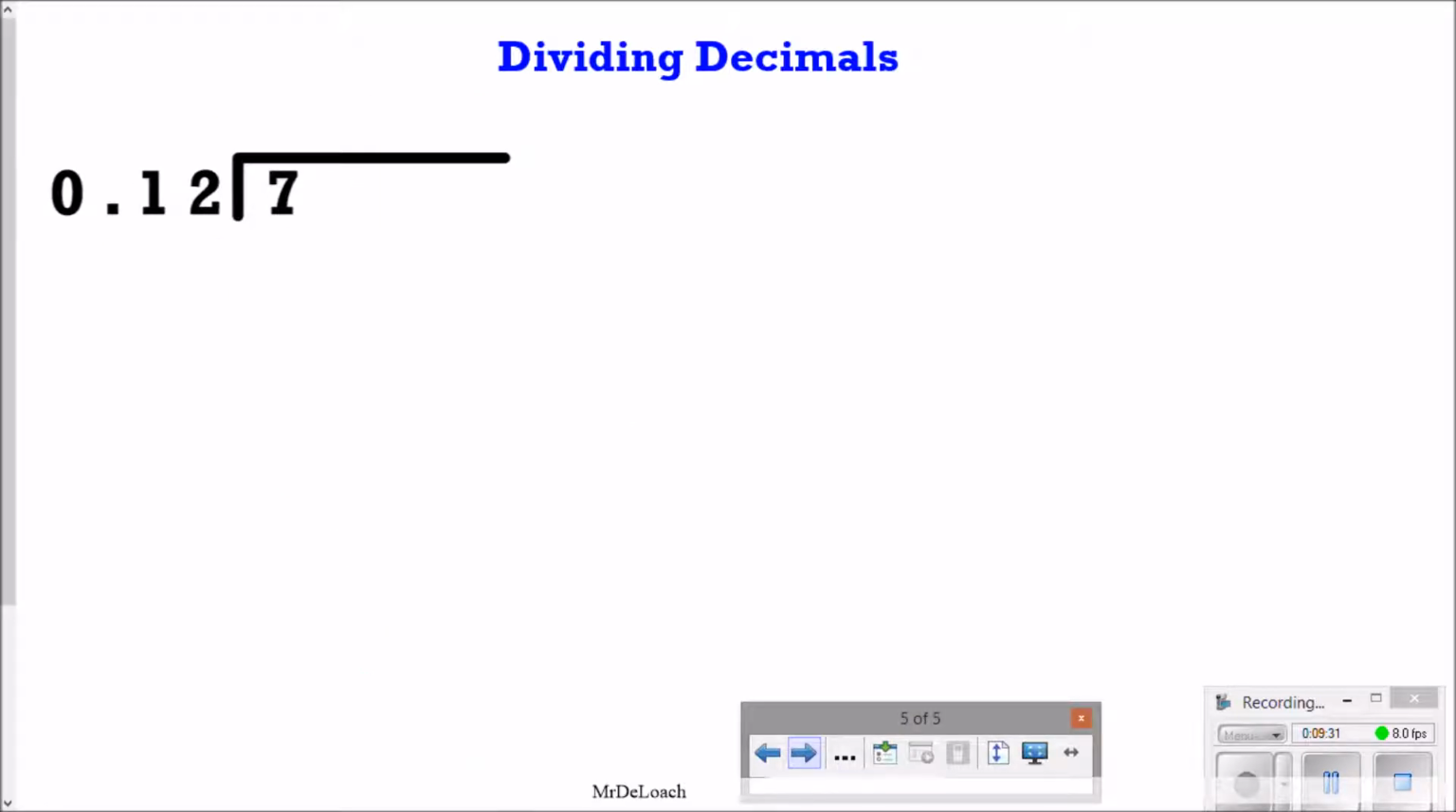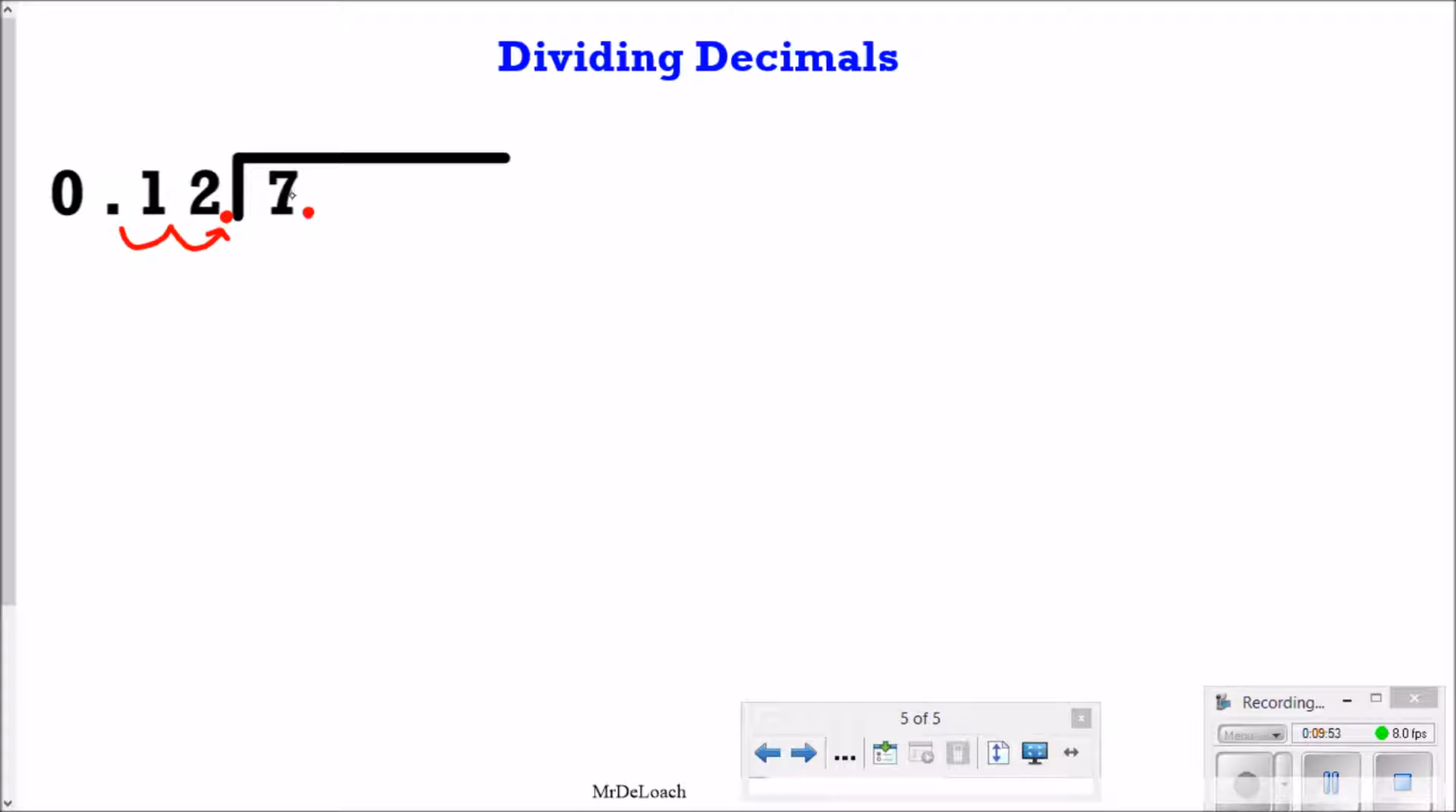And in the last example, we're going to divide a whole number by a decimal. So we're going to divide 7 by 12 hundredths. 12 hundredths is not a whole number, so we're going to make it a whole number by multiplying by 100, or moving the decimal 2 places to the right. Remember that whole numbers do have decimals. We just don't have to show them whenever we write a whole number.